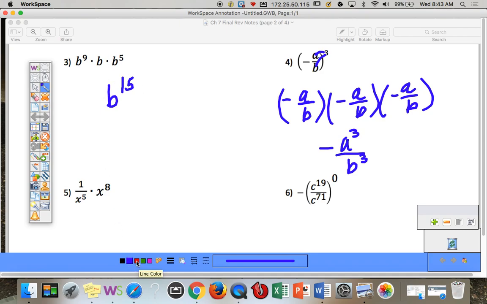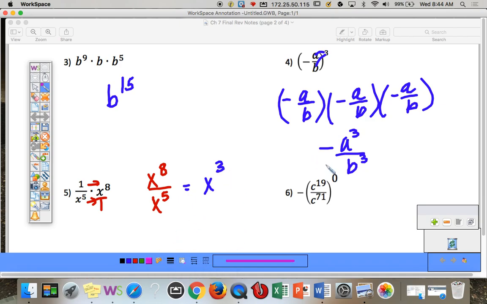The next one, we have 1 over x to the 5th times x to the 8th over 1. And we go straight across here. So we have x to the 8th over x to the 5th. So again, you're going to multiply straight across. So that one, when we cancel now, we have 8 x's on top and 5 on bottom. So when you cancel, you have 3 x's left on top. So the first step was to multiply straight across. 1 times x to the 8th is x to the 8th. X to the 5th times 1 is x to the 5th. And then 8 minus 5 is 3.